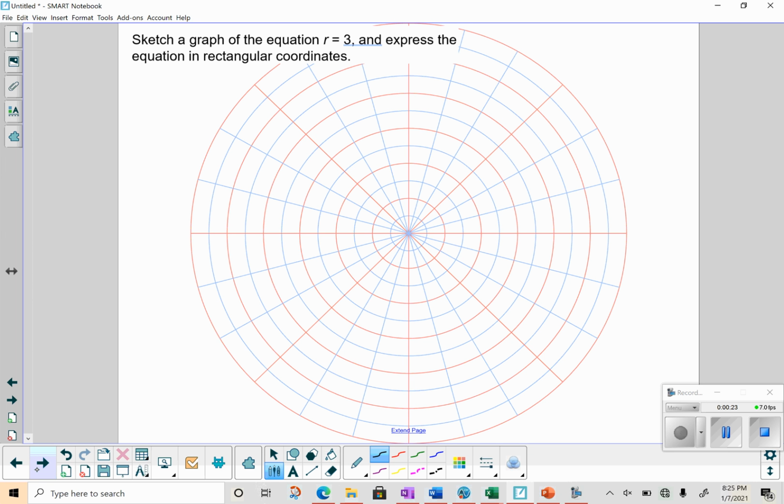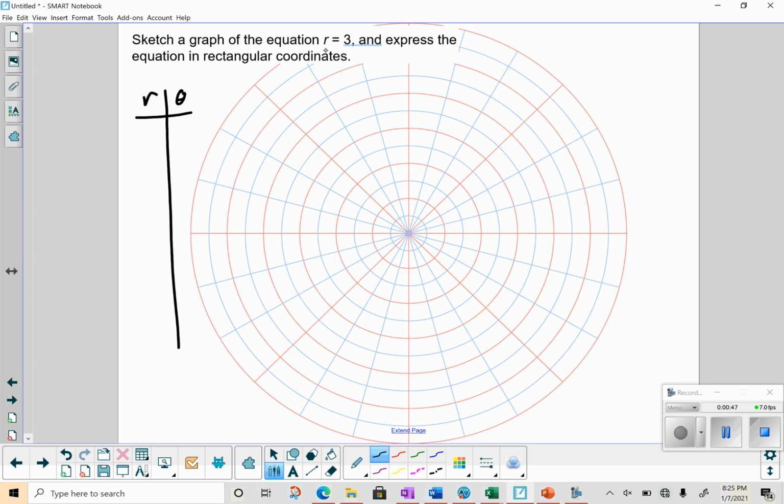Sketch a graph of the equation r is equal to 3 and express the equation in rectangular coordinates. All right, so don't worry about that second part. We'll take care of that eventually. Just like you started with equations in rectangular form, here's an equation. Don't know what it looks like? Make a chart of values.